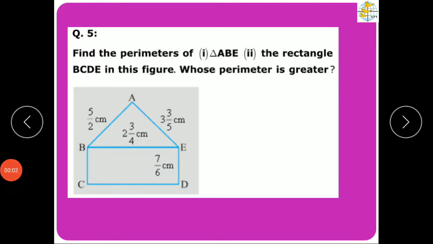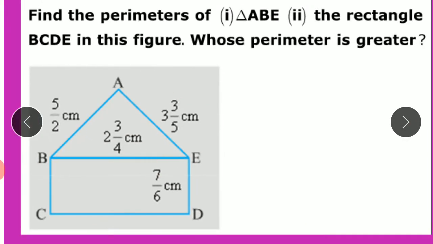Exercise 2.1, question 5. Find the perimeters of the triangle ABE and the rectangle BCDE in this figure. Whose perimeter is greater? So again we are going to find the perimeters. First, the triangle ABE. Look at this figure.